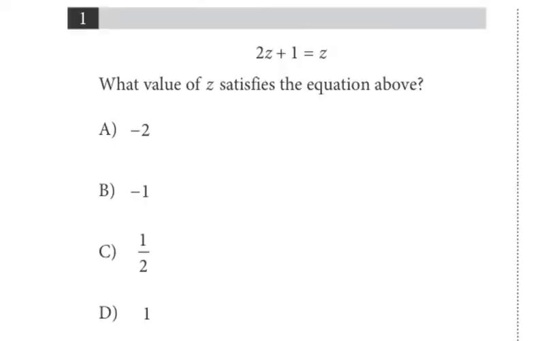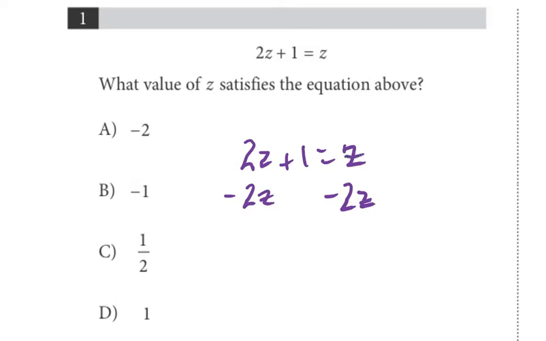Number 1. What value of z satisfies the equation above? 2z plus 1 equals z. Well, let's start off by getting z alone. The easiest way is to subtract 2z from both sides of this basic algebraic equation. Just write it over here. I know most of you want to avoid the negative here, but let's just do this in one step, or in 2 steps, I should say. Subtract 2z from both sides of the equation.